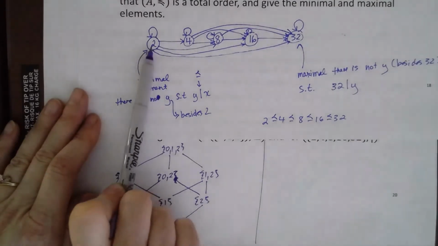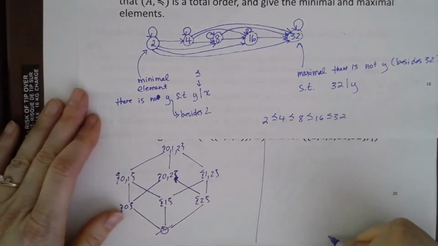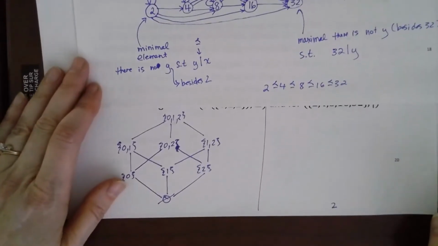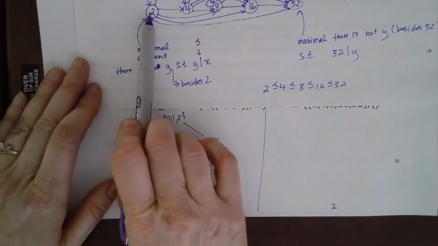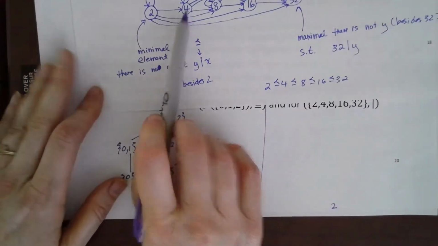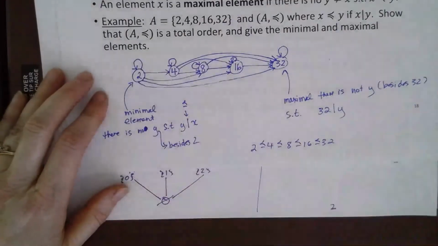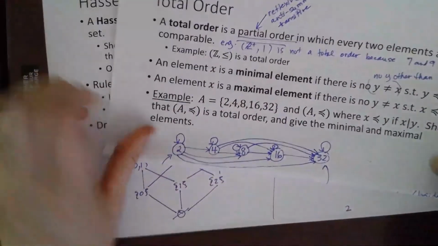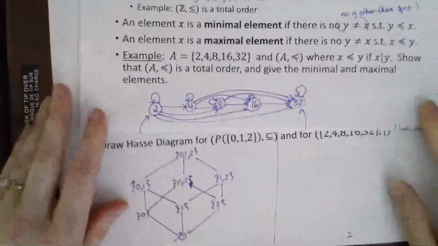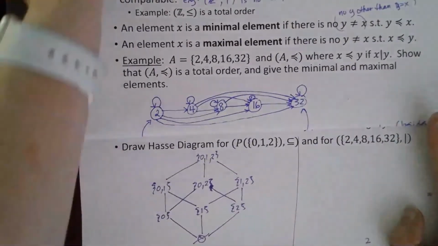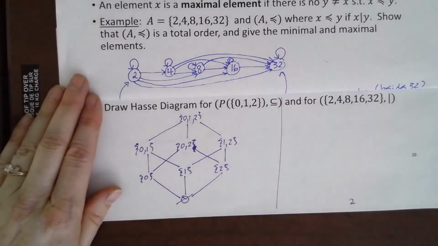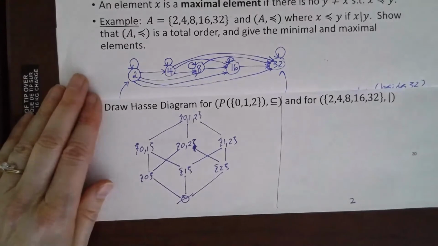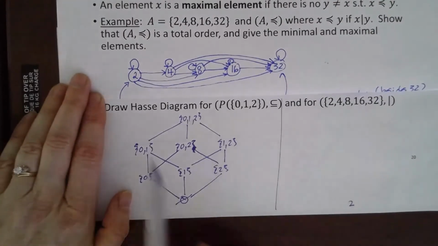We figured out that 2 was the minimal element. So in my Hasse diagram, I would put 2 at the bottom. It's hard to get them both on here and see everything. We got the information we needed about the minimal element. That's all we needed. So the 2 is going to go at the bottom.